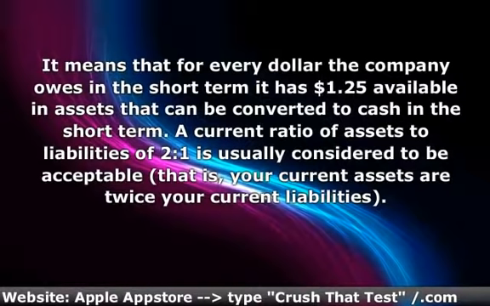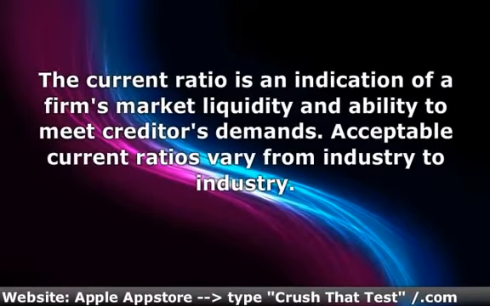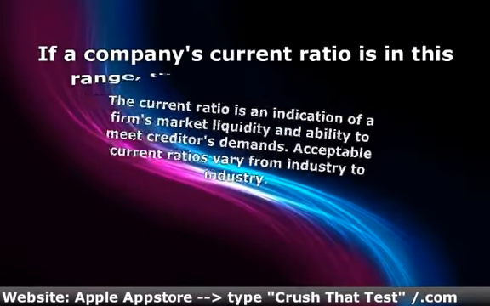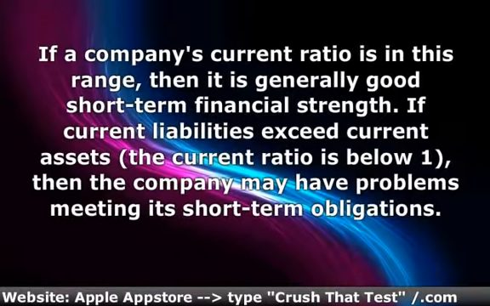A current ratio of assets to liabilities of 2:1 is usually considered to be acceptable, that is, your current assets are twice your current liabilities. The current ratio is an indication of a firm's market liquidity and ability to meet creditors' demands. Acceptable current ratios vary from industry to industry. If a company's current ratio is in this range, then it has generally good short-term financial strength.